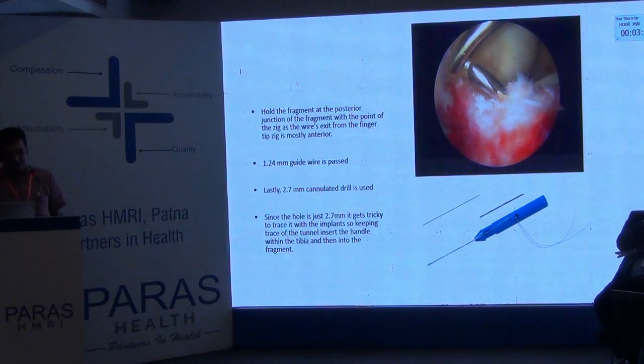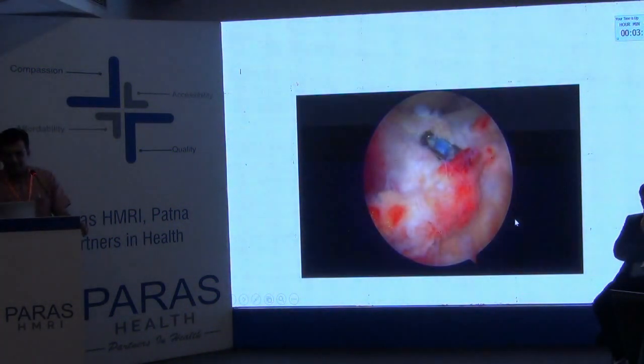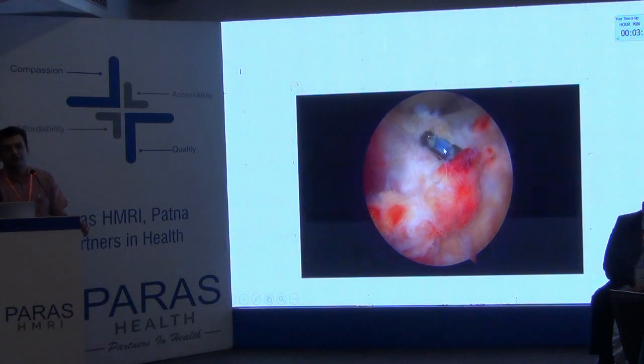Important is that since the hole is just 2.7 mm, it gets tricky to trace the hole. So it's important to have a good exposure at the proximal tibia end. Once we have drilled with the 2.7 mm drill bit, all that is required is to pass this implant through it and just unlock it, and that's how it looks after you unlock it in the knee joint.